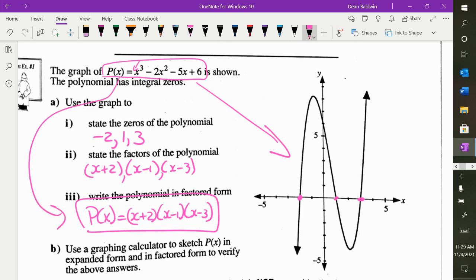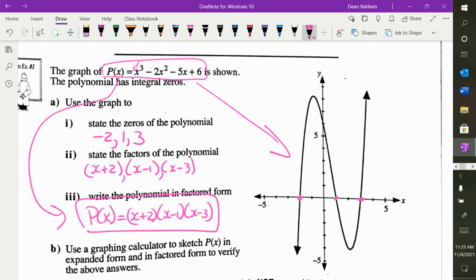Those are the same thing. We just factored it without doing any of the long division stuff. If you have the graph, you can write it in factored form if you know the x-intercepts. Okay? Is that okay? All right? So if you have a graph, you can write the polynomial in factored form.